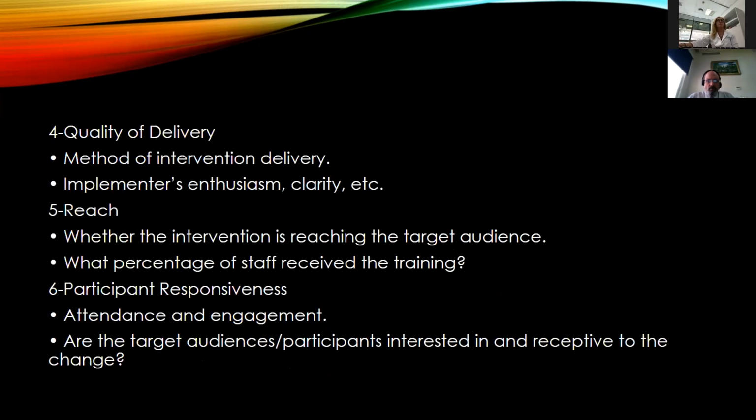Methods of intervention delivery, implementers, enthusiasm, clarity, etc. Reach, whether the intervention is reaching the target audience, what percentage of the staff receives the training.